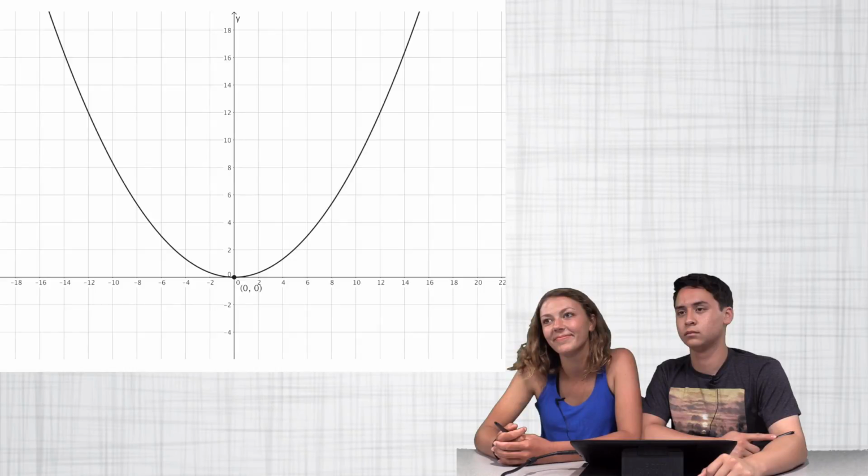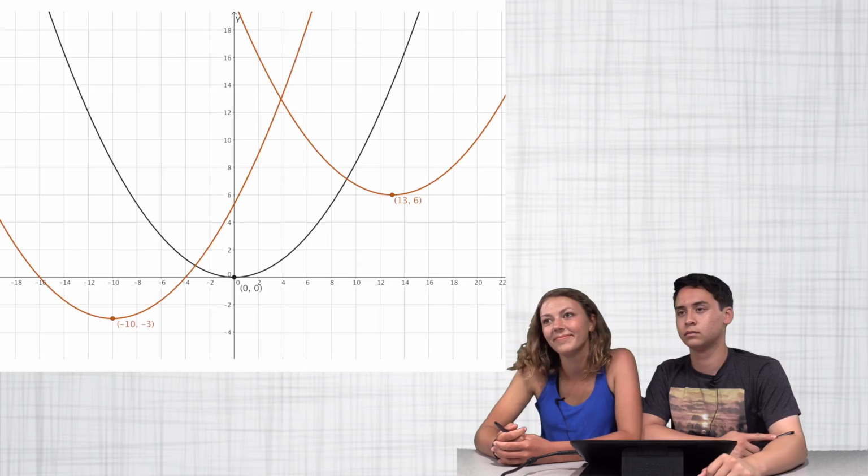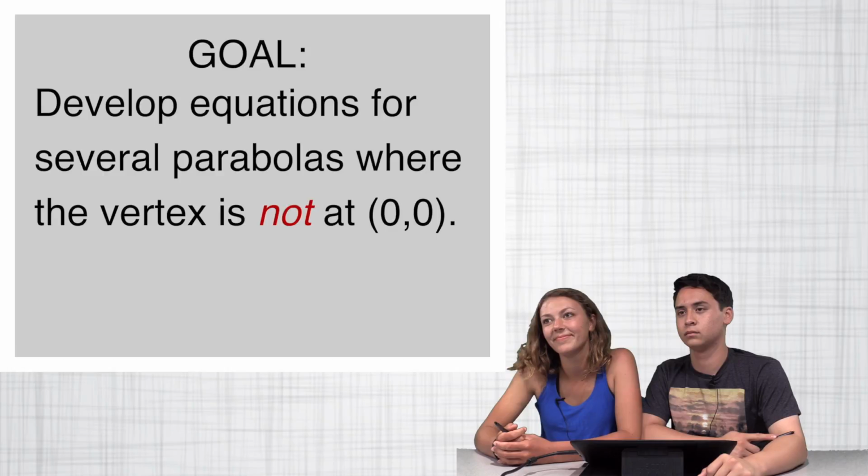In the previous lessons, Sasha and Keone worked with parabolas that had their vertex at the origin. In this lesson, they see what happens when the parabola is moved to other parts of the coordinate grid and has a different vertex. The goal of this lesson is to develop equations for several different parabolas where the vertex is not at the origin. But first, Sasha and Keone use an applet to see how they can translate, or move, a parabola.